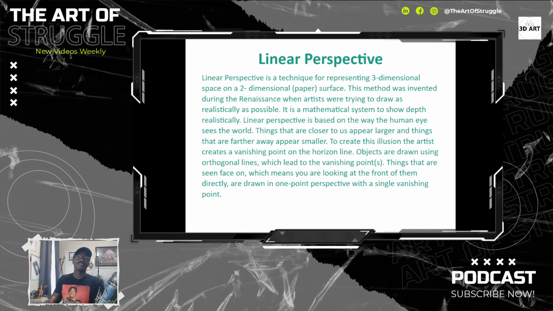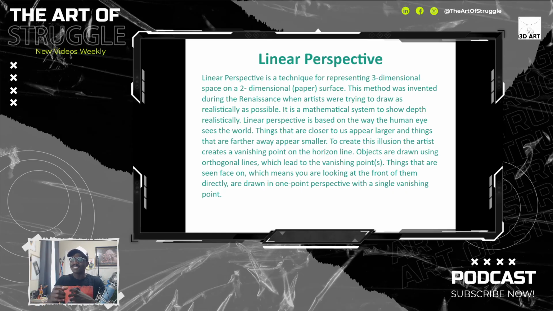So linear perspective is a technique for representing three-dimensional space on a two-dimensional surface, paper, digital canvas, whatever it may be. This method was invented during the Renaissance, when artists were trying to draw as realistically as possible. It's a mathematical system to show depth realistically. Linear perspective is based on the way the human eye sees the world. Things that are closer to us appear larger, and things that are farther away appear smaller.